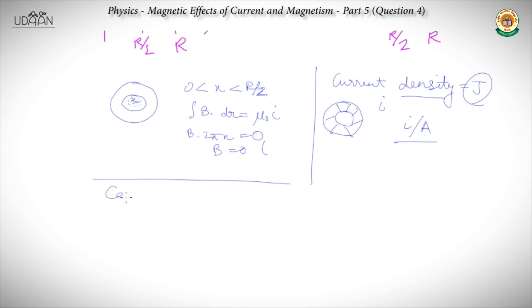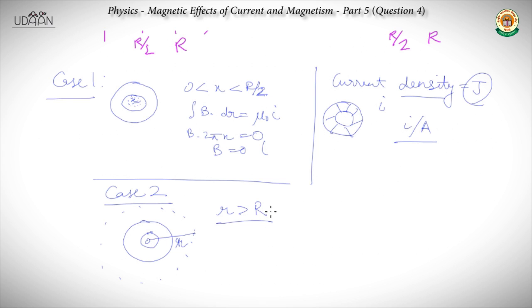Okay, let's see case 2. That was case 1, in which we were inside the hollow portion. Now let's look at case 2, in which we look at the magnetic field outside, say at a distance small r from the center, such that small r is greater than capital R.